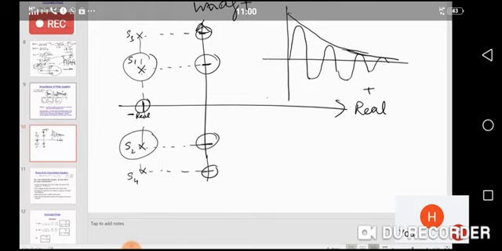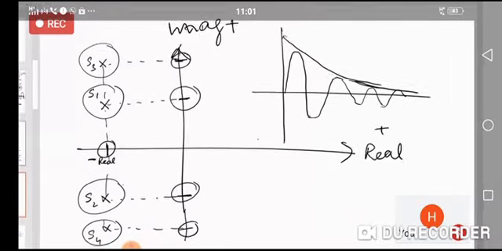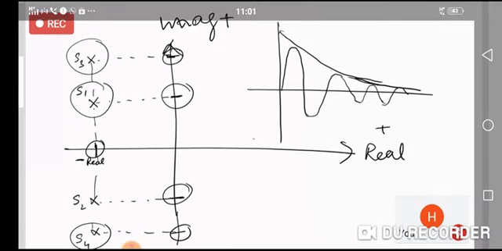Something like this. Okay, something like this. Now this is system number 1. Our first system has two poles, S1 and S2. A second system we take has poles S3 and S4.